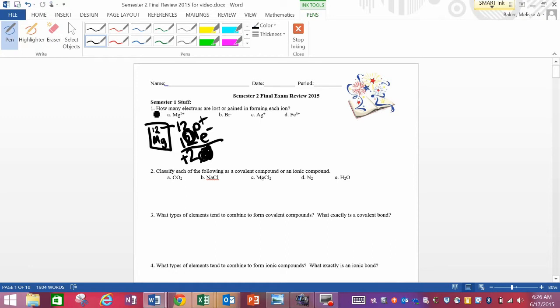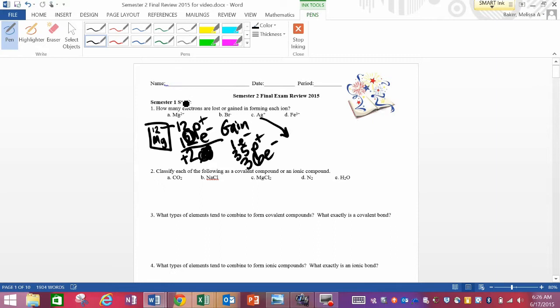Similarly with bromine, bromine's number 35, it would like to be like krypton. So it would like to gain 1 electron. Normally it has 35 protons, 35 electrons. Well, krypton has 36 electrons. So if it gains that extra electron, now it'll have a -1 charge.